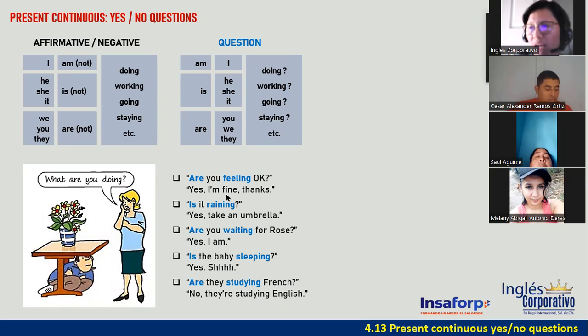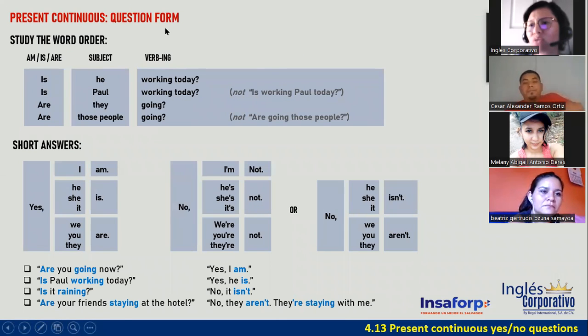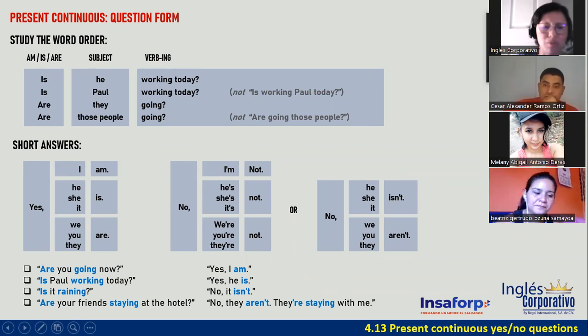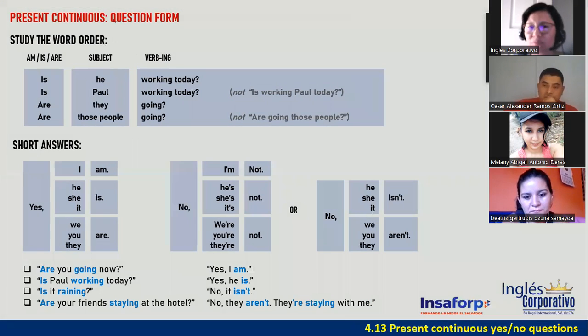Si usted se fija acá, la respuesta, solo aquí hay una corta. De ahí las demás han dado respuestas largas, okay? Now, over here, you see? ¿Qué sucede cuando yo ya agrego respuestas cortas, verdad? Bueno, aquí tienen las diferentes formas de dar una respuesta corta. I'm going to share this with you.